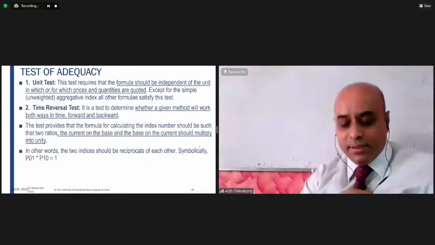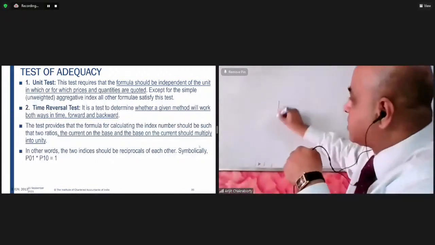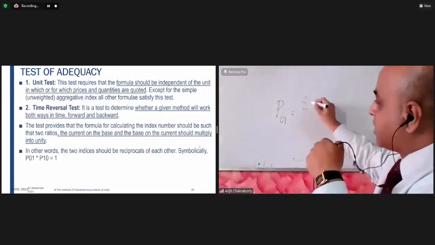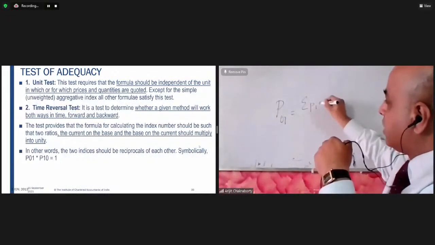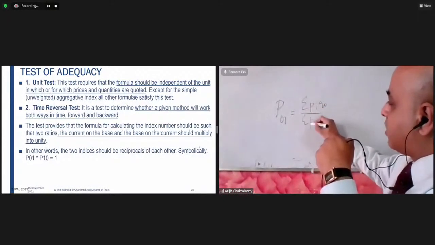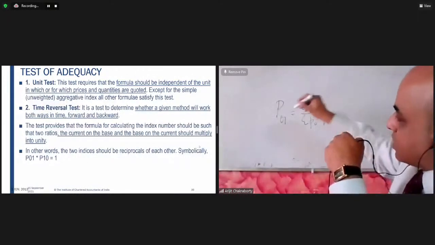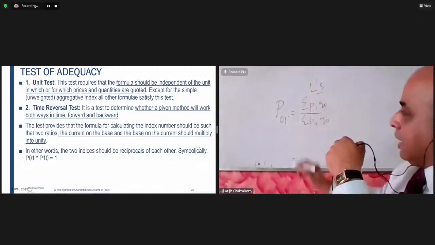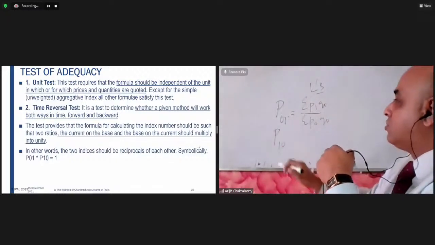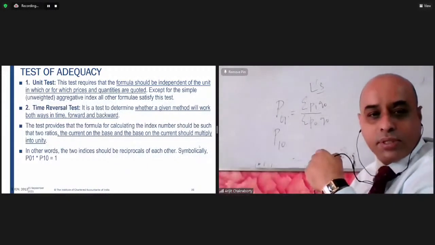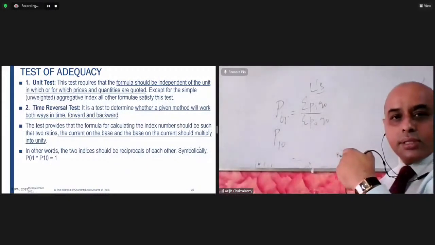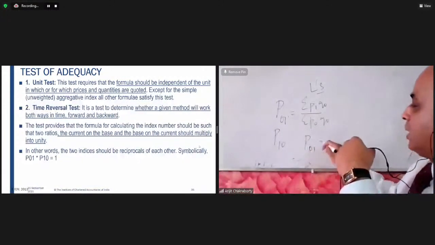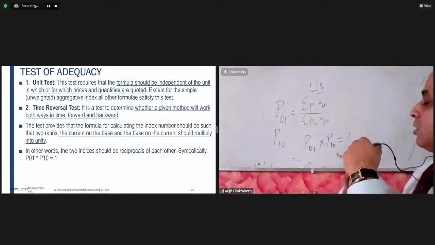I was discussing that the price index, once I say it is P01, means the formula will be sigma P1Q0 divided by sigma P0Q0. That means this is 1 on 0, and I'm using the Laspeyres method. Now, if I write P10, it will be just the opposite. The test of adequacy means that P01 multiplied by P10 should be equal to 1.